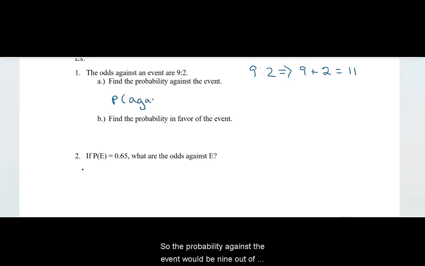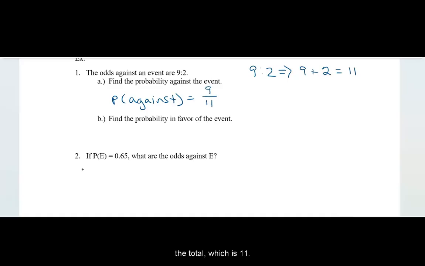All right, we know that the odds against an event are 9 to 2. Then what would be the probability against the event? We have 9 to 2. That means the total is 9 plus 2, which is 11. So that's my total. So the probability against the event would be 9 out of the total, which is 11. Okay, so see the difference? Odds, you split the total. Probability, the total goes in the denominator.